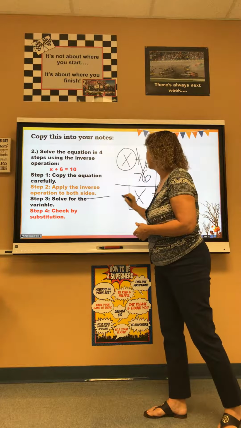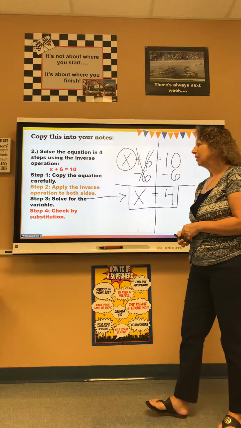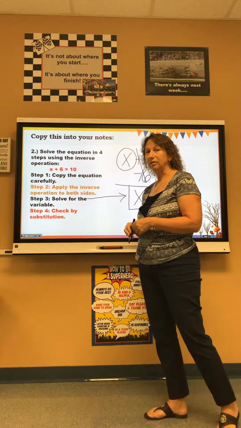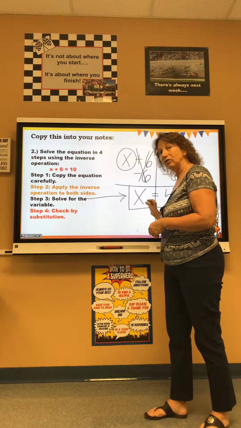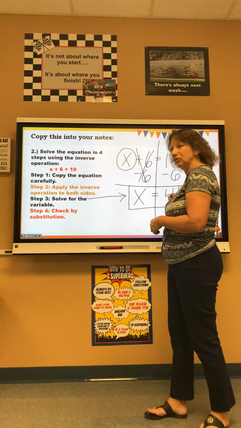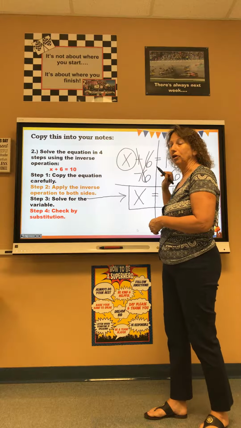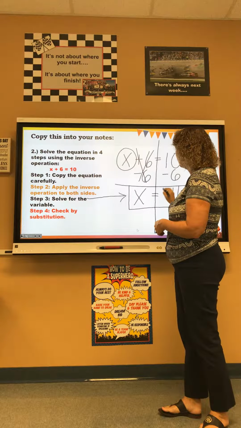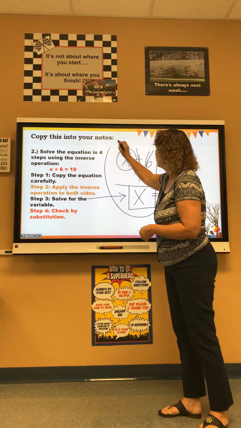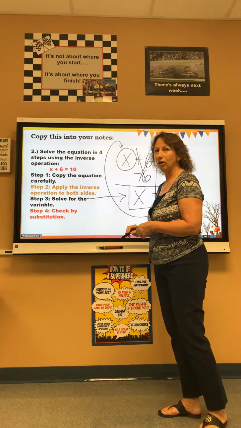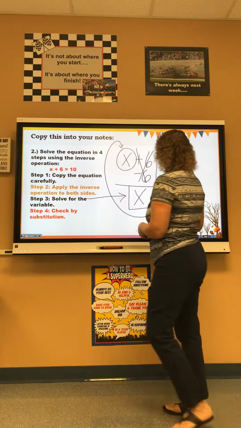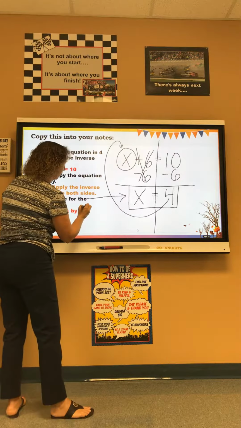That's step number 3. We solved for the variable. Step number 4 is to check by substitution. If my answer is correct, I can substitute this number back into the original equation and it will work. So let's look, x is equal to 4. We're going to take that 4 and put it right back in the original equation. So I'm going to rewrite the original equation right over here.